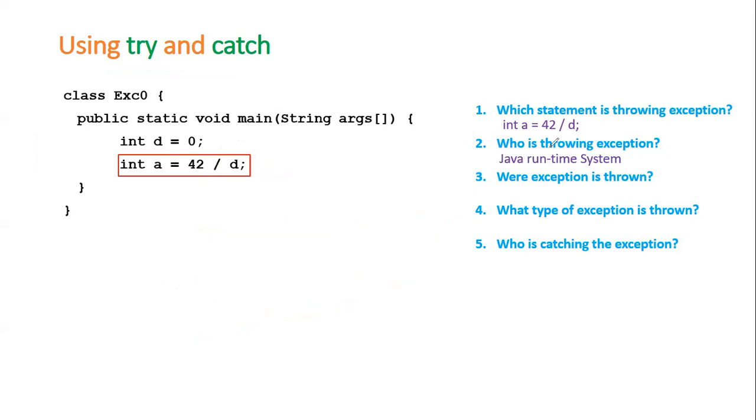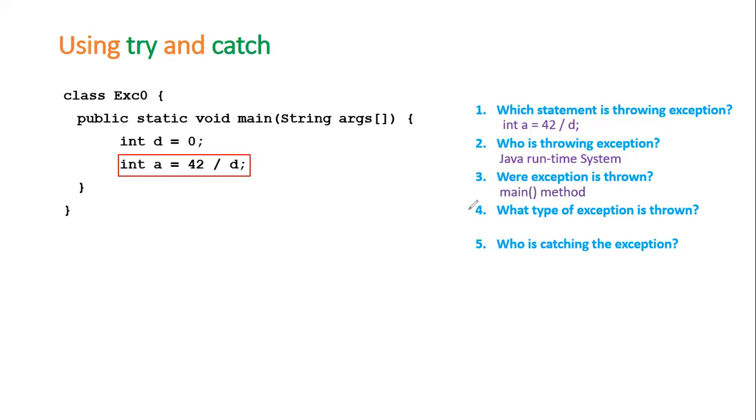Let us try to answer this third question. Where is the exception thrown? This is the statement which is trying to throw an exception. Where is the statement present? The statement is present inside your main method. So the exception is thrown inside my main method. So that's what it says: that's inside the main method. Now this question is answered.